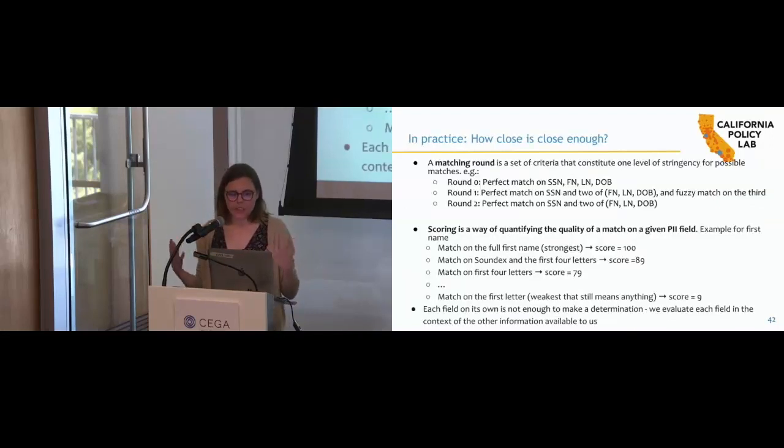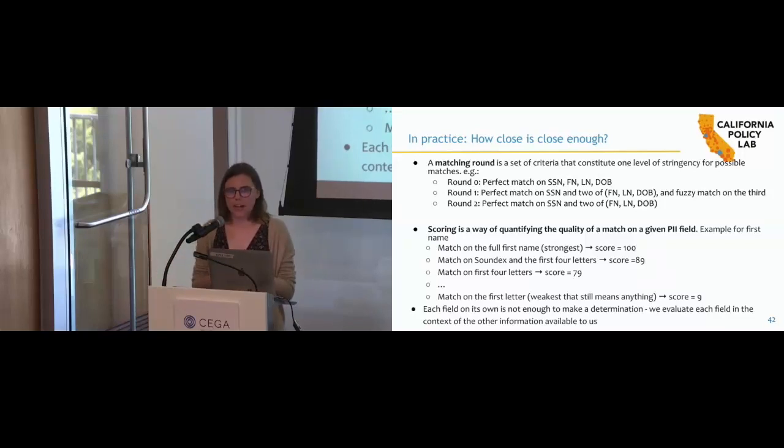We have our own set of rules and criteria that we create for each linkage to determine what we think is a strong enough match. We call the set of criteria a matching round, and for each linkage, we'll typically have multiple matching rounds. An example of a matching round is just a perfect match on all of the fields that you have available. Another example might be a perfect match just on Social Security and two of first name, last name, and date of birth, and a fuzzy match on the third.